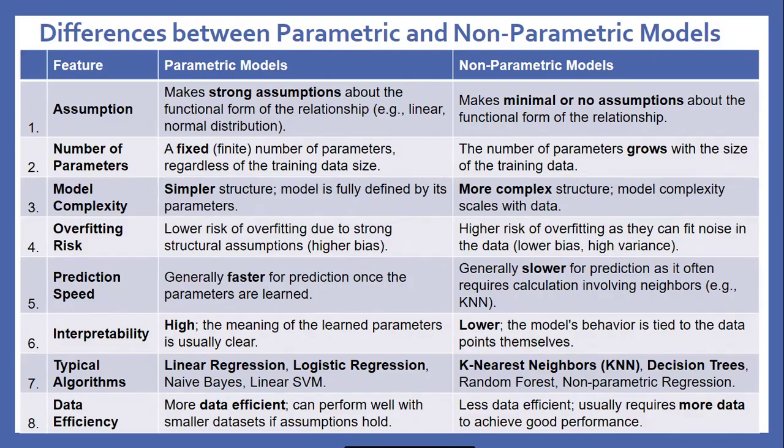Interpretability. In parametric models, high: the meaning of the learned parameters is usually clear. In non-parametric models, lower: the model behavior is tied to the data points themselves. Typical algorithms: parametric models, linear regression, logistic regression, naive Bayes, linear SVM. Non-parametric models, k-nearest neighbor, decision trees, random forest. Data efficiency: parametric models are more data efficient and can perform well with a smaller data set if assumptions hold. Non-parametric models are less data efficient and usually require more data to achieve good performance.